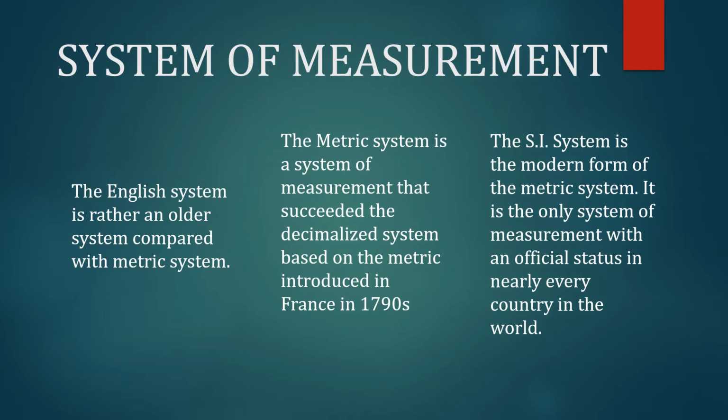The SI system, or the Système International, is a modern form of the metric system. It is the only system of measurement with an official status in nearly every country in the world. Its base units are meter, kilogram, second, ampere, Kelvin, mole, and candela that measure length, mass, time, electric current, temperature, amount of substance, and luminous intensity, respectively.